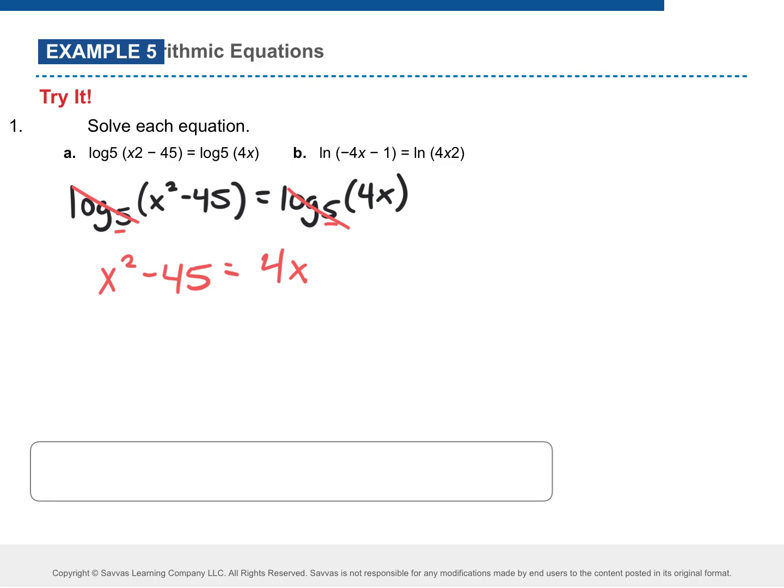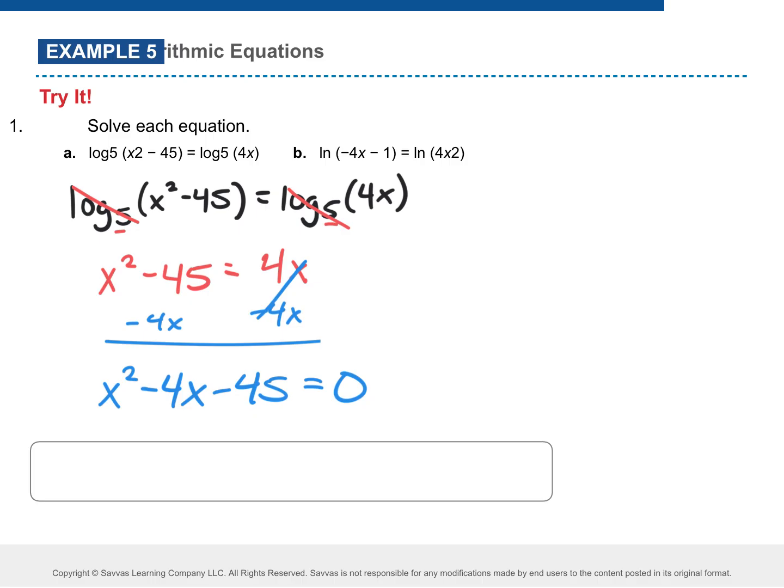I want to get everything onto one side, right? Because I have that x squared and I have an x. So what do I need to do with that 4x? Subtract 4x on both sides. So we have x squared minus 4x minus 45 equals 0. What do we want to look for here?